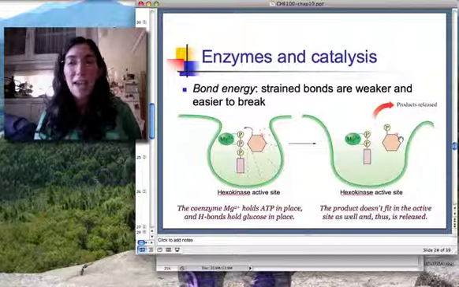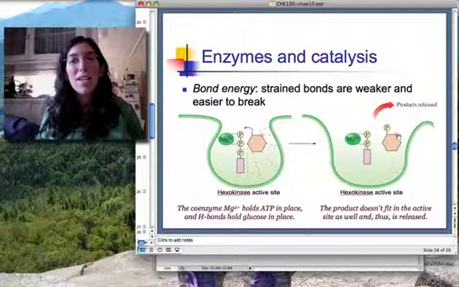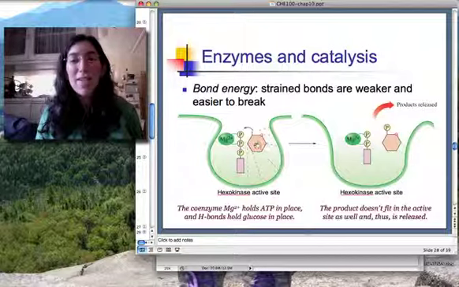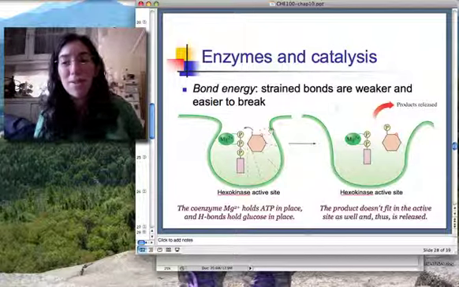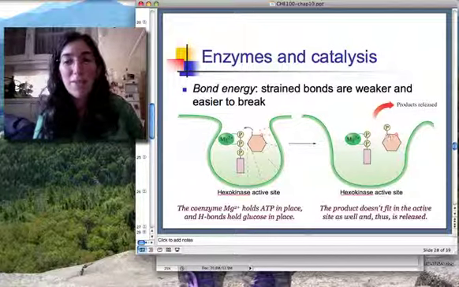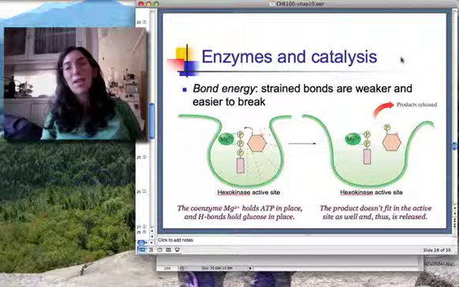Then once the products are formed, they don't fit in the active site as well, because now they have a different structure. And remember, the active site is very, very specific. If the active site is not going to bind L-glucose versus D-glucose, it's not going to bind glucose 6-phosphate as well as it binds glucose. So once the products are formed, they don't fit as well in the active site and they're released and let go.